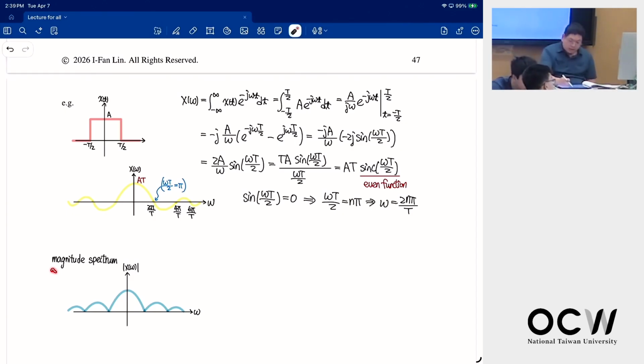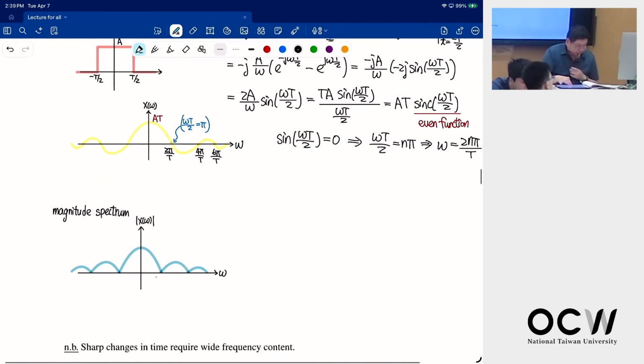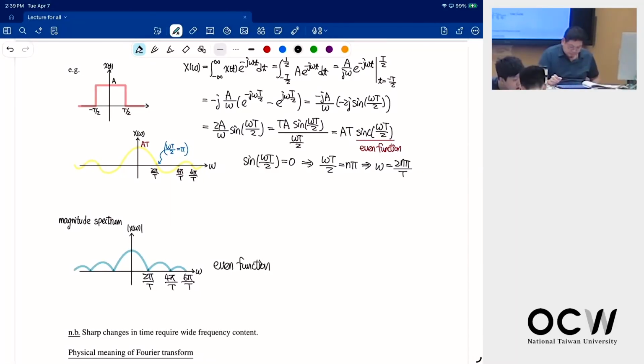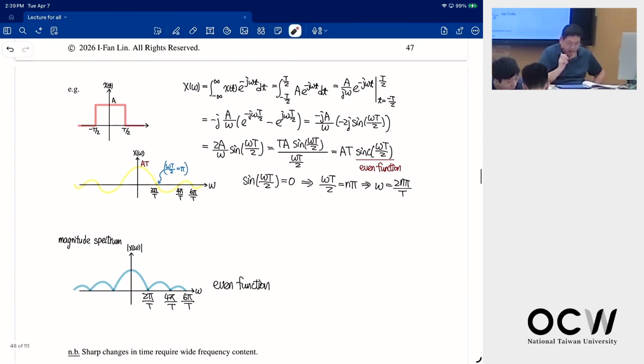And then you'll see the magnitude spectrum. If you take the magnitude, everything will be positive. And also here, that's 2 pi over T, 4 pi over T, and 6 pi over T. That's an even function. So, any questions so far?